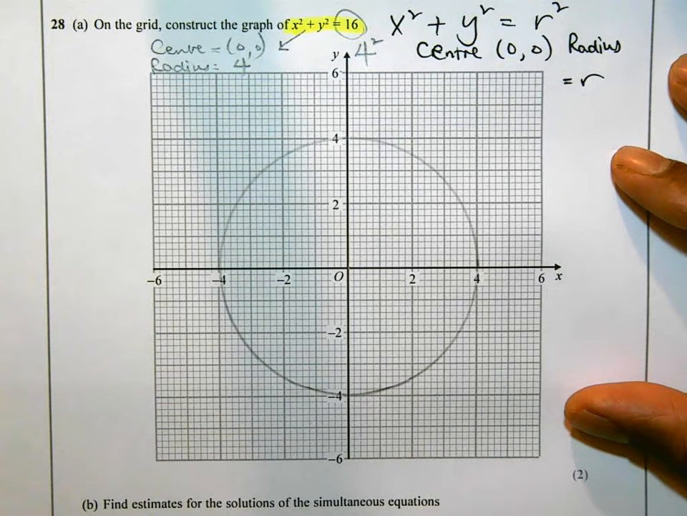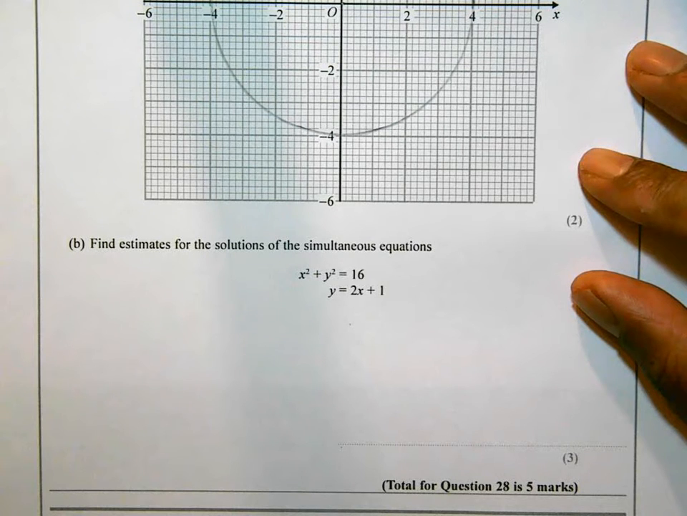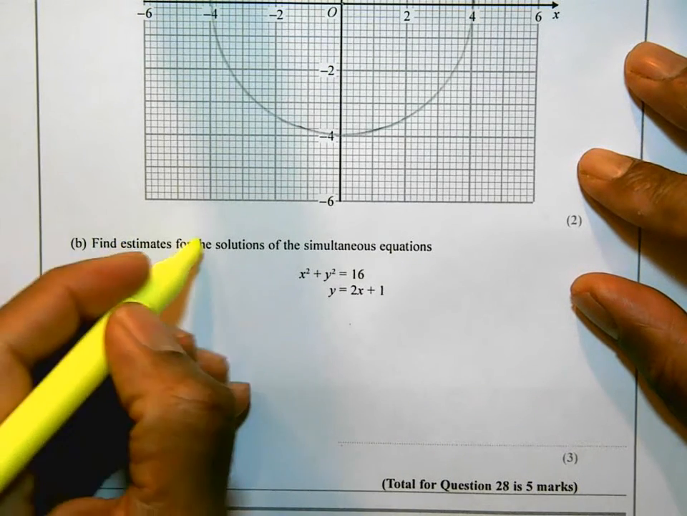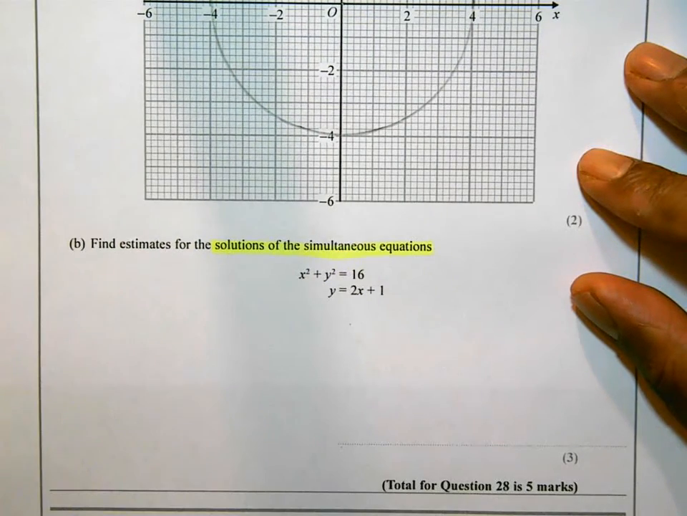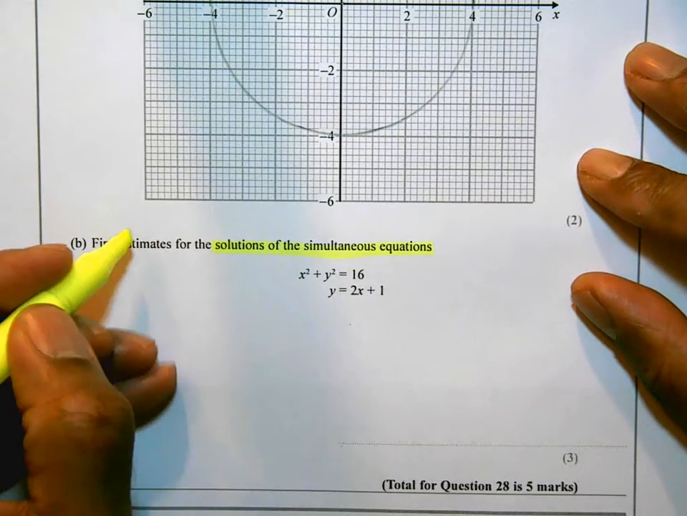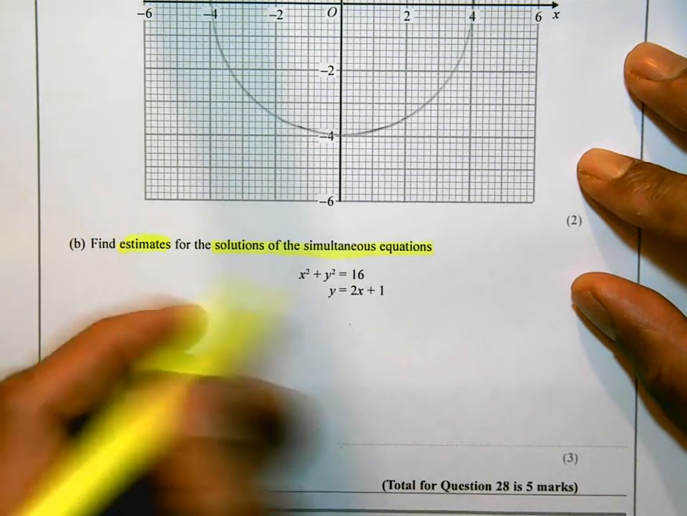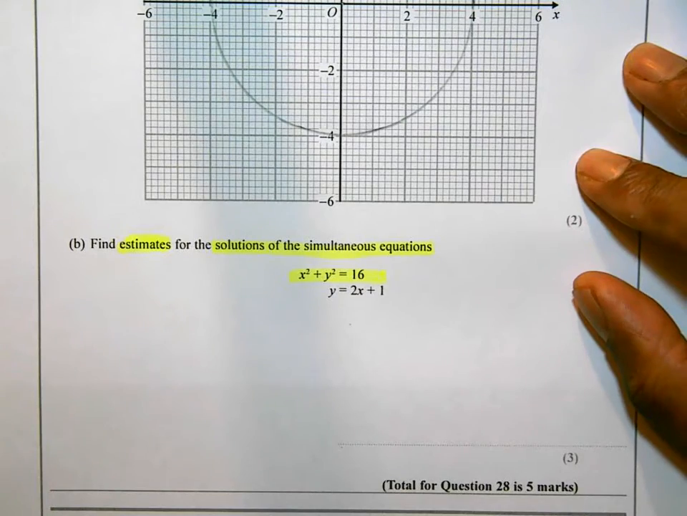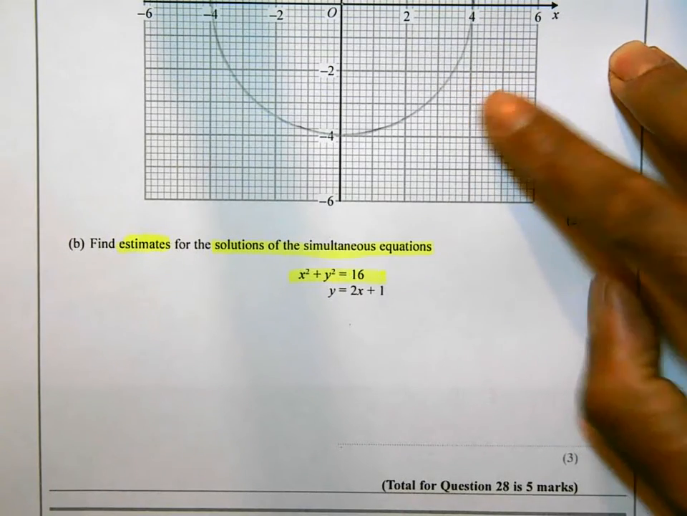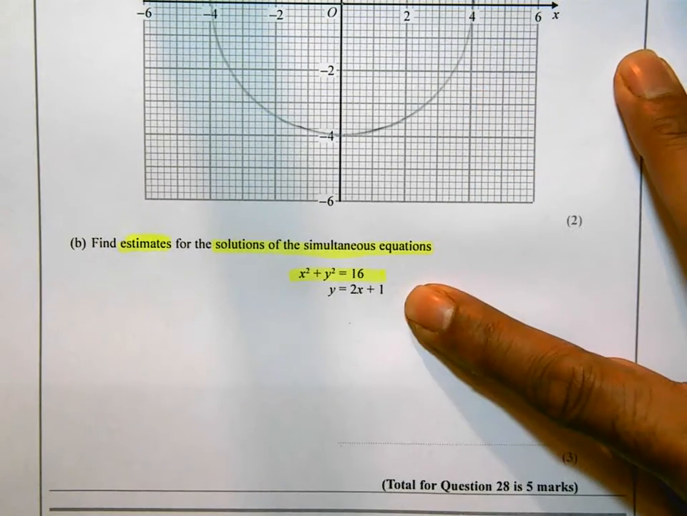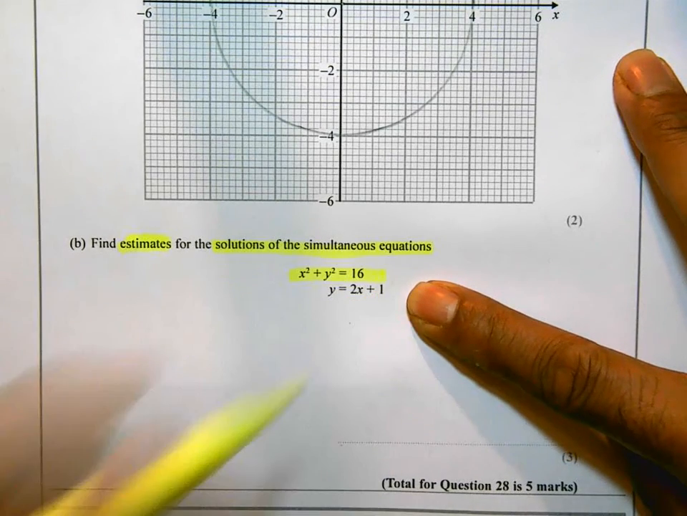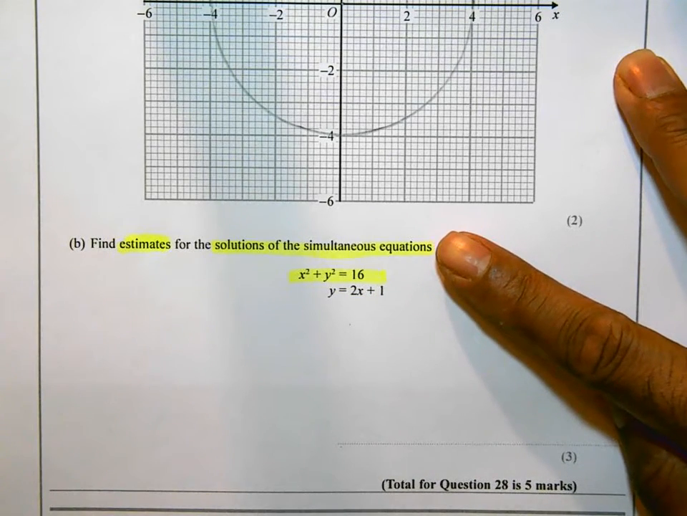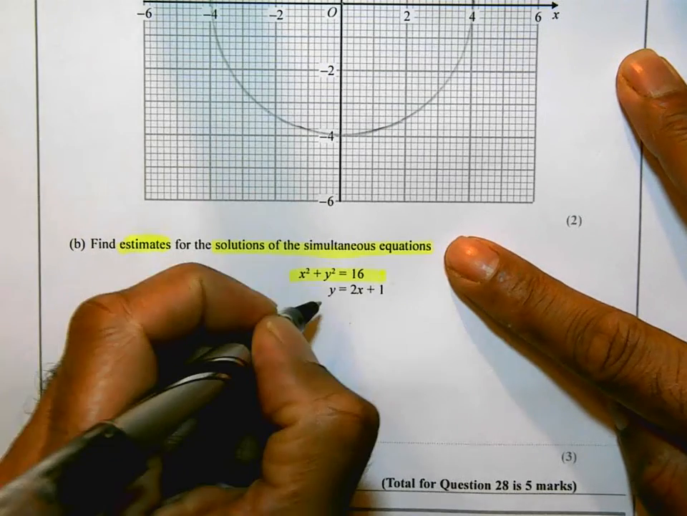Let's look at part B. In part B, it says find estimates for the solutions for those simultaneous equations. So they want estimates, they don't want the actual answer. And from looking at this, you could see that x squared plus y squared is equal to 16 is the circle we drew in part A. y is equal to 2x plus 1. That is going to be a straight line graph, right? So that is a straight line.